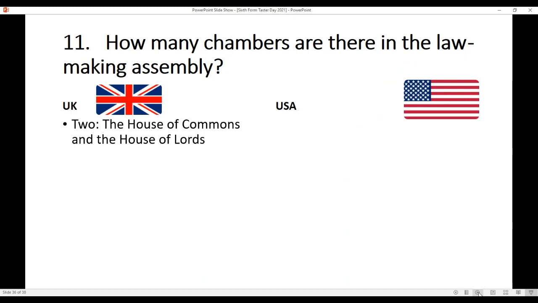In the United States of America, similar but also different. We have two again. In America, in Congress, we have the House of Representatives and the Senate. So that's the two. Okay.